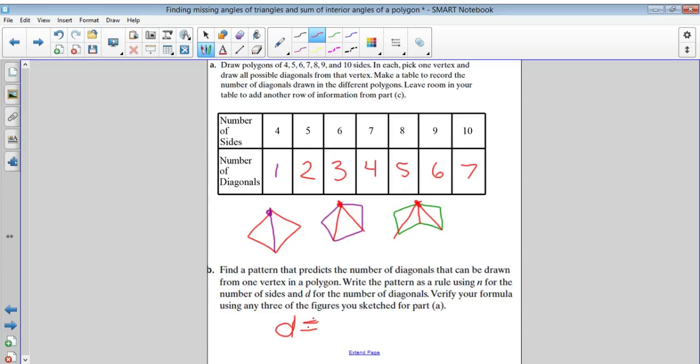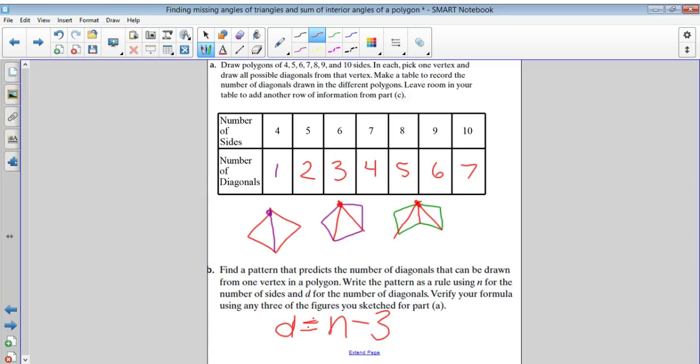Okay, and hopefully what you determined is that the pattern for the rule, using n for the number of sides, is clearly n minus 3, right? This is our rule here. So when I have a polygon with 4 sides, 4 minus 3 is 1, I'll have 1 diagonal. When I have a polygon with 5 sides, 5 minus 3 is 2, I'll have 2 diagonals. When I have a polygon with 10 sides, 10 minus 3 is 7, I'll have 7 diagonals.